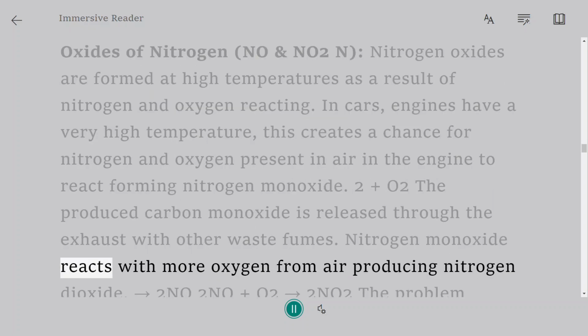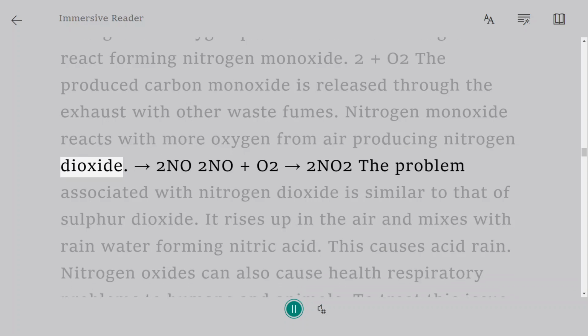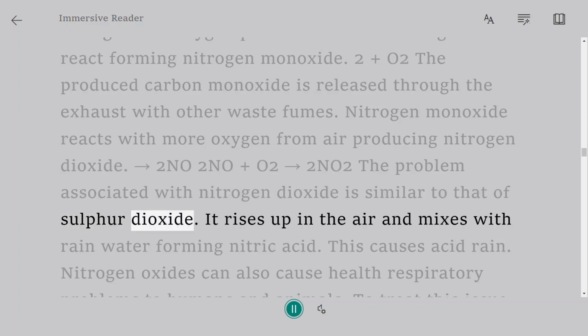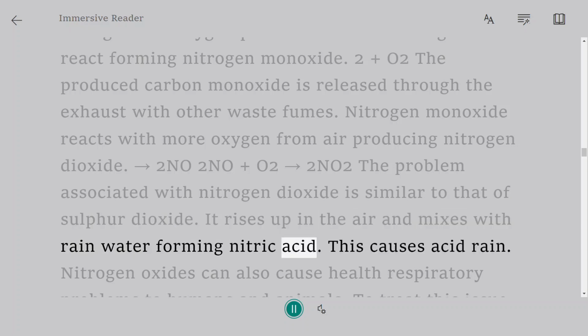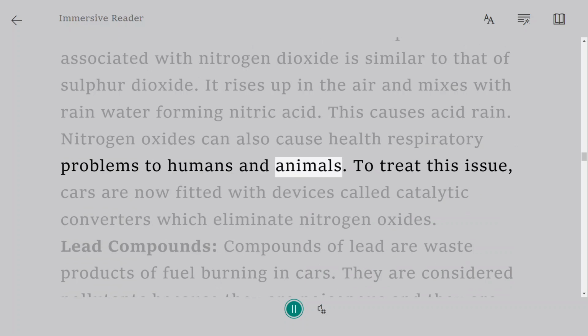Nitrogen monoxide reacts with more oxygen from air, producing nitrogen dioxide. 2NO plus O2 gives 2NO2. The problem associated with nitrogen dioxide is similar to that of sulfur dioxide. It rises up in the air and mixes with rainwater, forming nitric acid. This causes acid rain. Nitrogen oxides can also cause respiratory health problems to humans and animals.